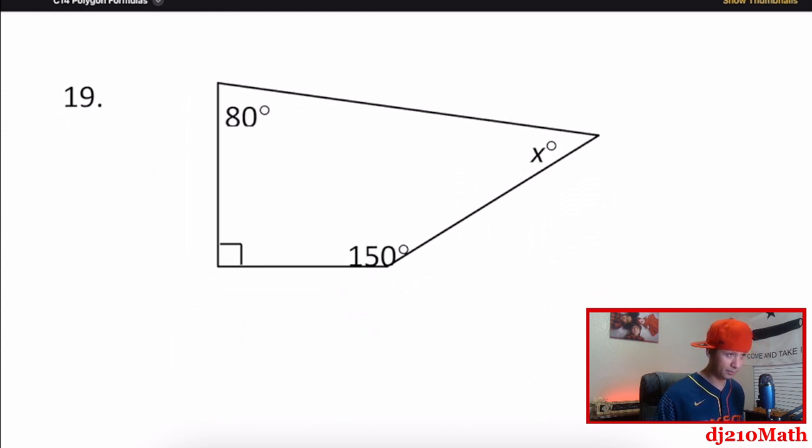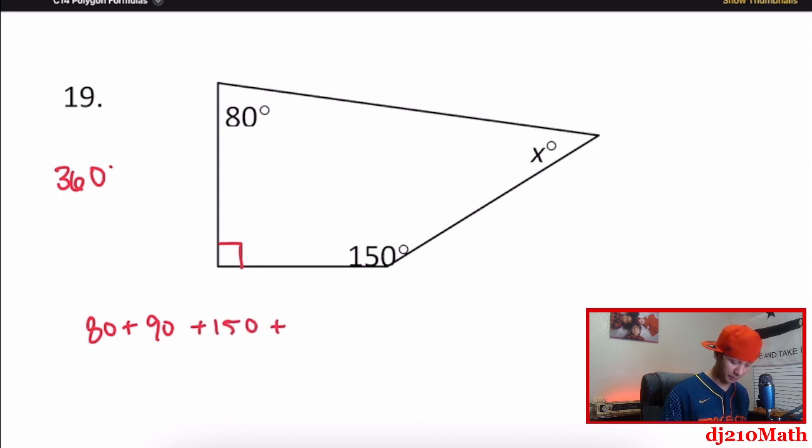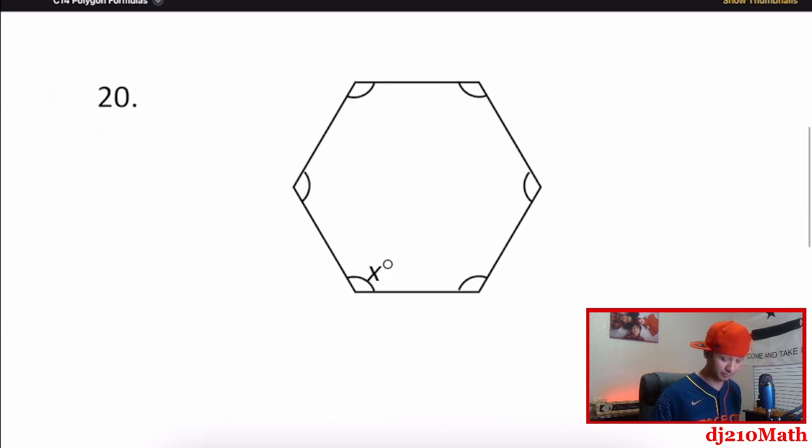Okay, number 19. 1, 2, 3, 4. Again, quadrilateral, 360 degrees. So 80 plus 90, because this is how much the box is, plus 150 plus x is equal to 360. So 360 minus 80 minus 90 minus 150. X is equal to 40. All right, if you can do basic addition and subtraction, then we're in good shape.